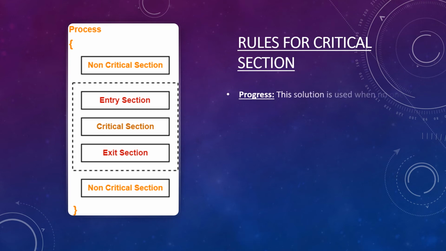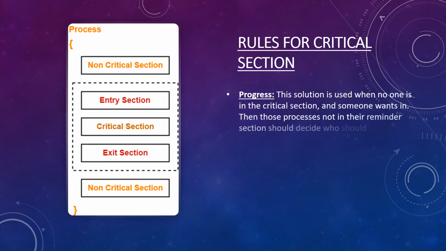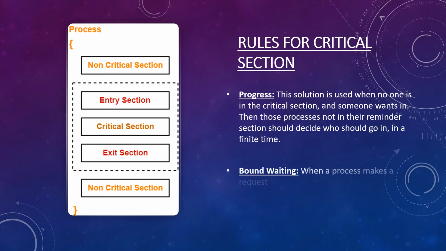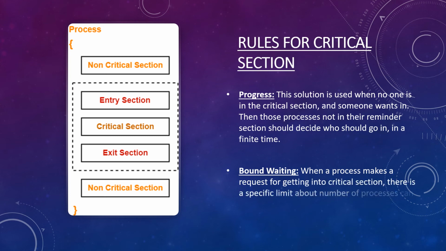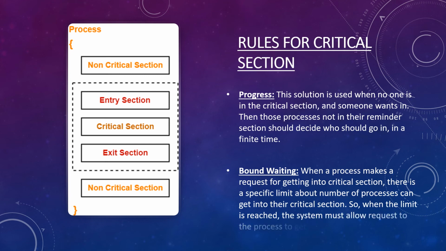Progress. This solution is used when no one is in the critical section and someone wants in. Then those processes not in their remainder section should decide who should go in within a finite time. Bounded waiting. When a process makes a request for getting into the critical section, there is a specific limit on the number of processes that can get into their critical section. So when the limit is reached, the system must allow the request of the process to get into its critical section.